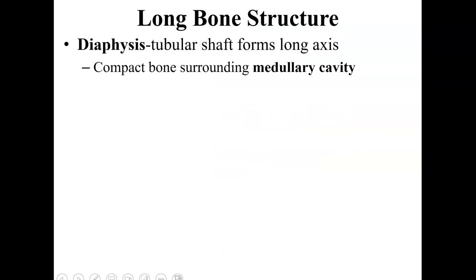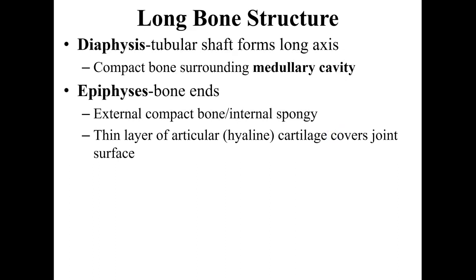So with that long bone structure, we just looked at the diaphysis. That's going to be referred to as a tubular shaft that forms the long axis. It's mainly made up of compact bone surrounding that medullary cavity. You have the epiphyses, which are going to be both ends of the bone. Its external portion, like I showed you, is going to be made up of compact bone, with the internal portion made up of that spongy bone. It's also going to have a thin layer of articular cartilage that's going to cover the surface, and that is a hyaline cartilage.